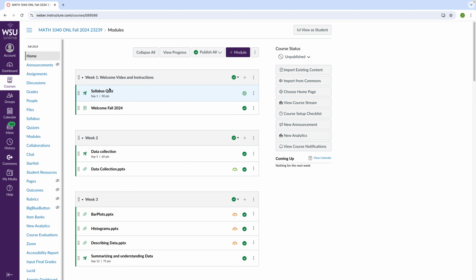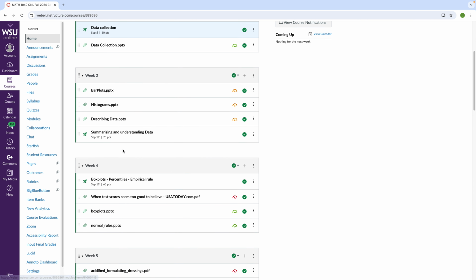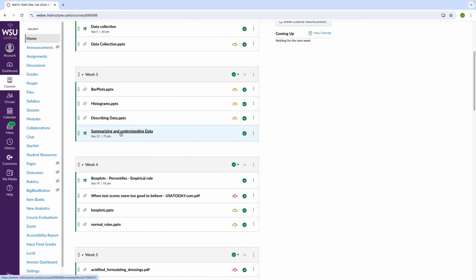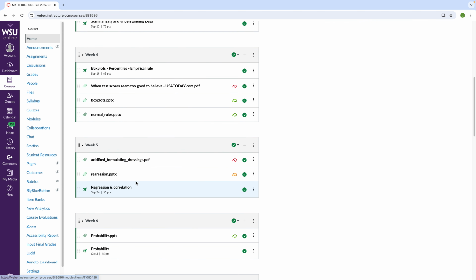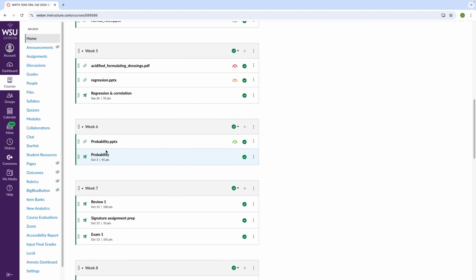So you can see there are quizzes. You have weekly quizzes. So there's a syllabus quiz in week 1, a data collection quiz in week 2, a summarizing and understanding data quiz in week 3, box plots in week 4. Then it continues in that way. And in week 6, you have probability, and in week 7, you have your exam. Week 7, you have a review.